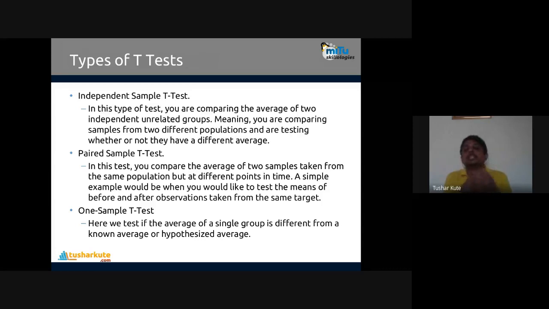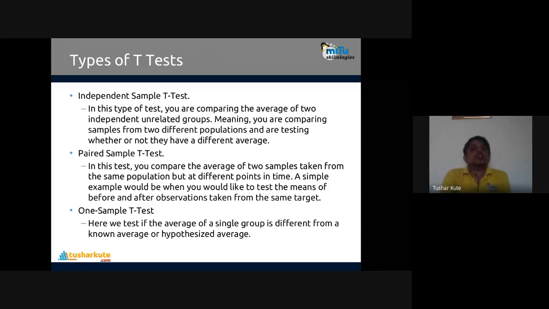So there are three different types of t-test. The first is the independent sample t-test, the second is the paired sample t-test, and the third is the one sample t-test. What exactly are the differences? Let's start with the first, the independent sample t-test.